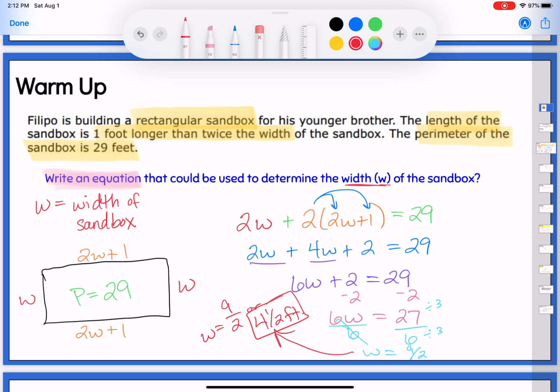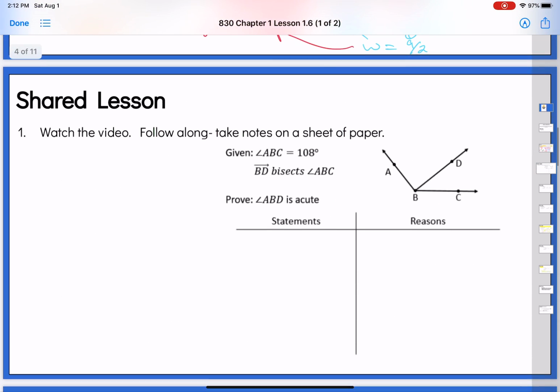Again, though, really, the only thing you had to do was write the equation. You didn't actually have to solve it, but I know you guys are overachievers and probably wanted to know if you did it right. All right, let's jump into our lesson for today now.